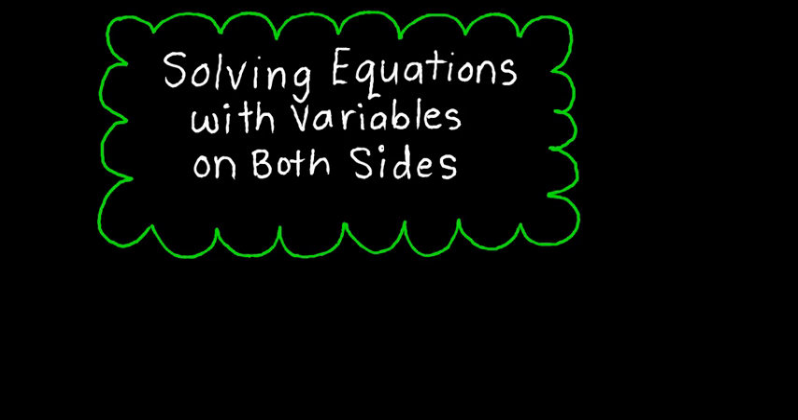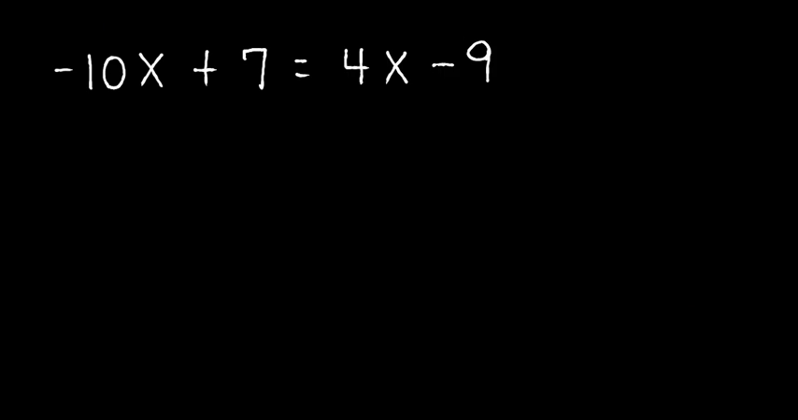Through a few examples of solving equations with variables on both sides. The first example has got negative 10x plus 7 equals 4x minus 9. The key is we want to get rid of one of the terms that's got an x in it. It doesn't really matter which one. That's really your preference. I think most people would prefer to get rid of a negative term. Just kind of depends on you.